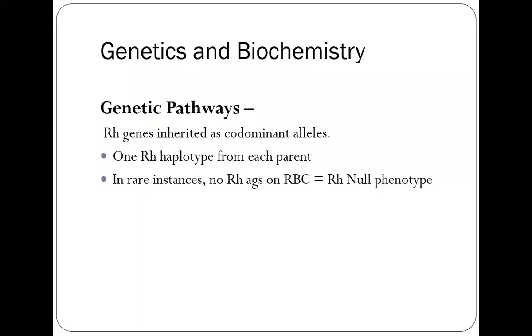Okay. So now, the genetic pathways that create the Rh gene and the Rh antigen in our body: Rh genes are inherited as co-dominant alleles, so you're going to receive one Rh haplotype from each parent. In rare instances, you might find a person who has no Rh antigens on their red blood cells. That's known as an Rh null phenotype. Again, we've seen this word before, null, not producing the expression of a gene. So there are some cases where a person might not inherit any D or any Rh antigens.